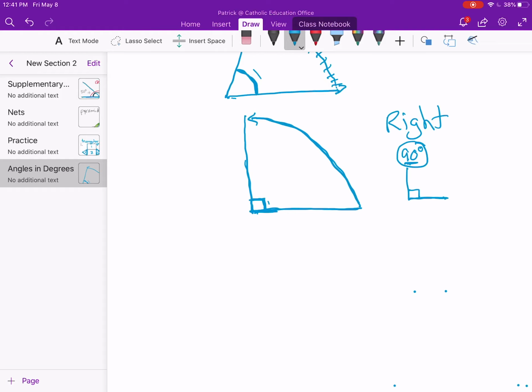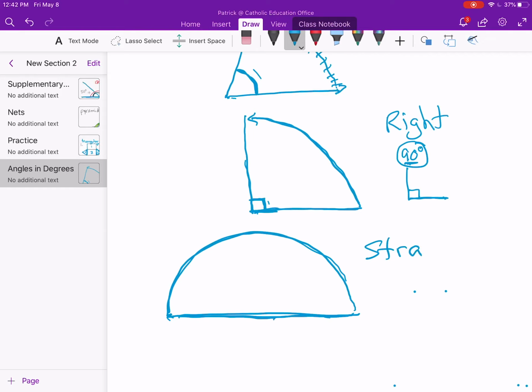Another type of angle that's easy is if it starts here, and then it rotates, the other hand is turning, and then it stops over here. So something started here and rotated until it came over to here. That ends up being a straight angle, and a straight angle is 180 degrees. So we have right angles that are 90 degrees and straight angles that are 180 degrees.